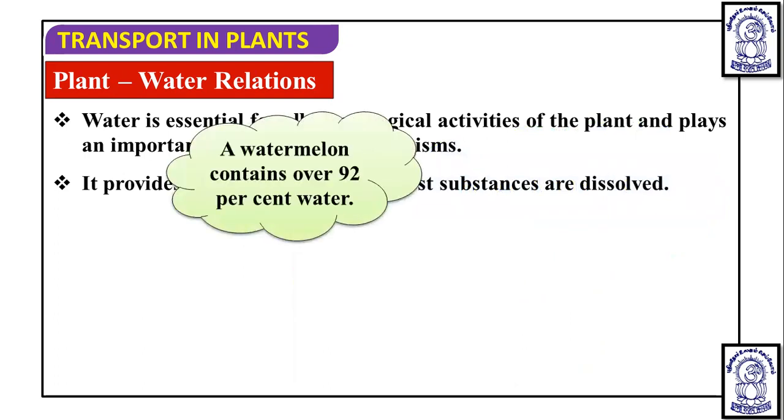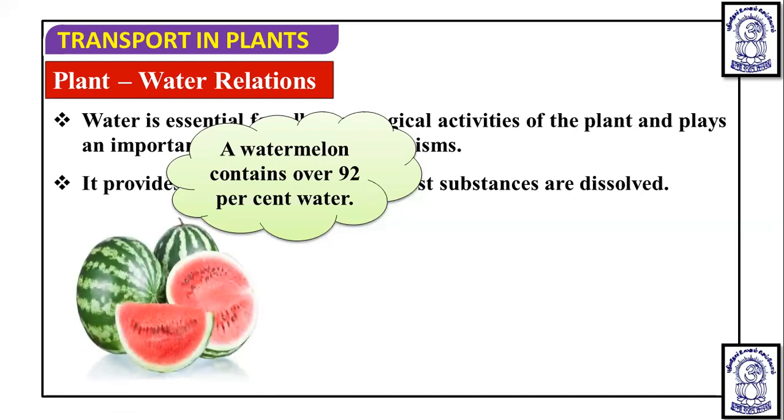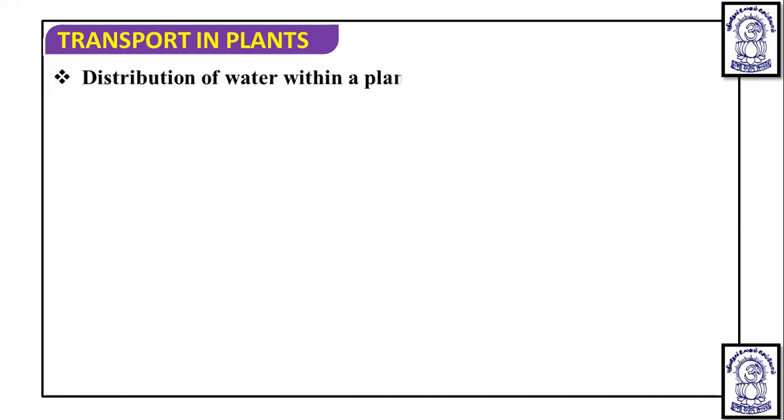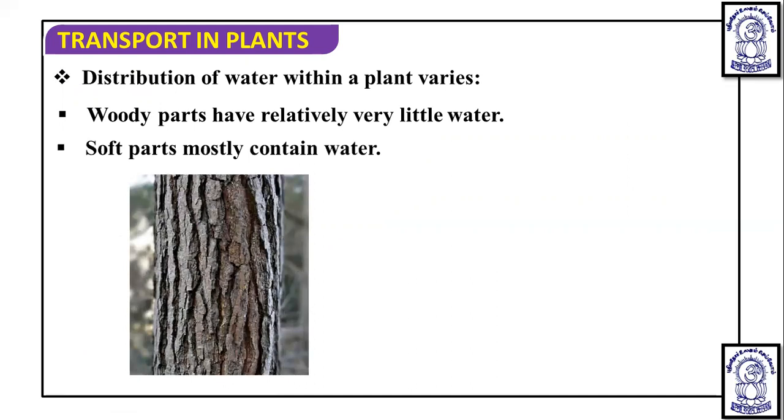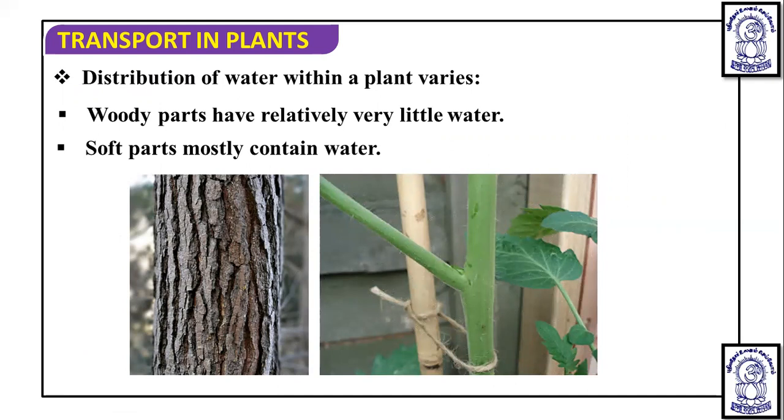Now, another example is the watermelon. Watermelon contains over 92% water. When we eat a watermelon, it is rich in water, so it has 92% water. The distribution of water within a plant varies because woody parts have relatively little water, while the soft parts contain mostly water. So the hard parts have less water and the soft parts have a high content of water.